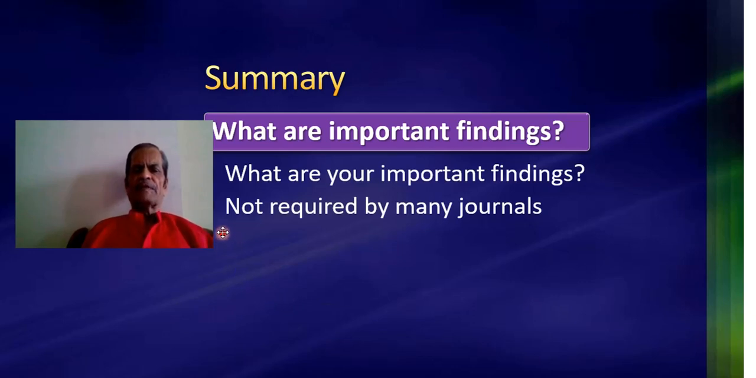Some journals may not require the summary in the end, but some journals expect the summary. So a summary should be given, and it should include your important findings. You may list the important findings, and that should be the end of the summary. What were your important findings? What were the important risk factors you found? What were the important side effects you found? Whether the new drug was found to be more effective than the established line of treatment. Such things should come in the summary.